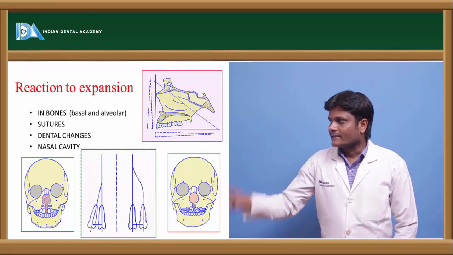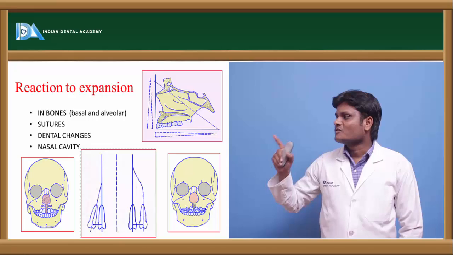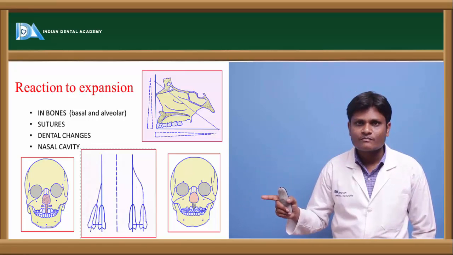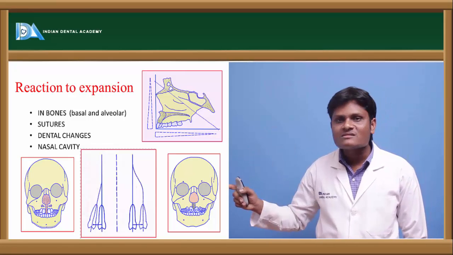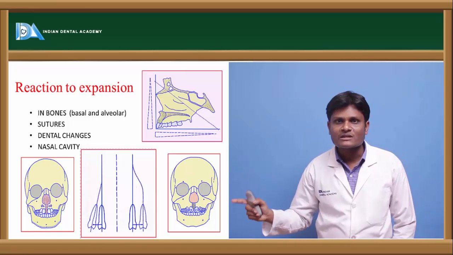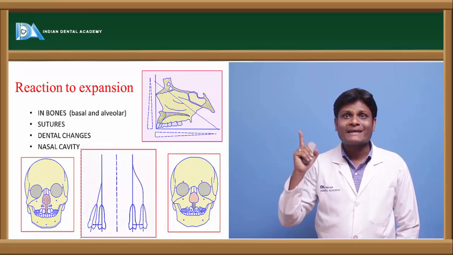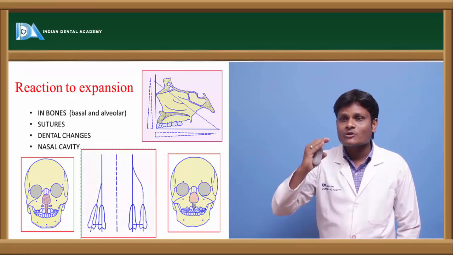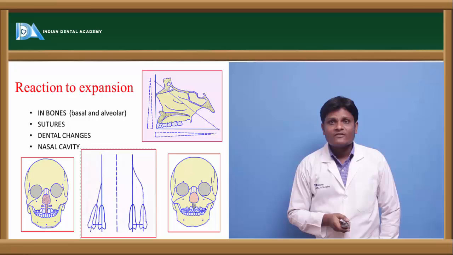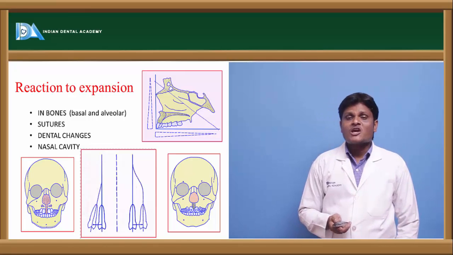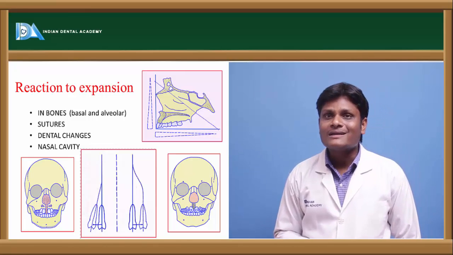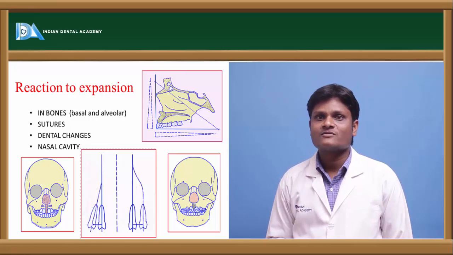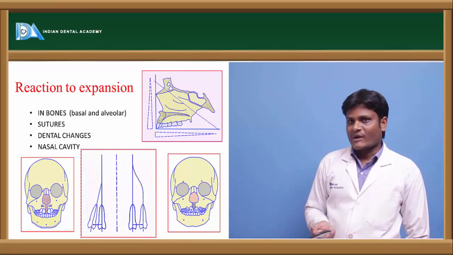So the reaction to expansion is stress in the sutures, pressure in the bones, opening up of the mid-palatal suture in the form of a fan, more opening anteriorly and less opening posteriorly, more opening on the oral side and less opening on the nasal side, and alveolar bone bending and change in the inclination of the teeth that are used as anchors for rapid maxillary expansion.